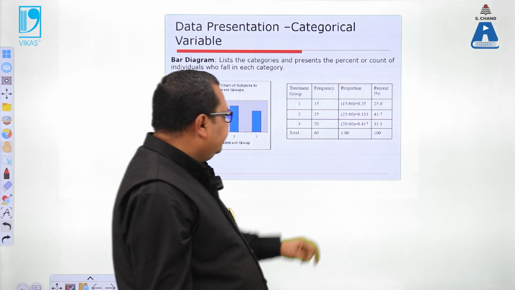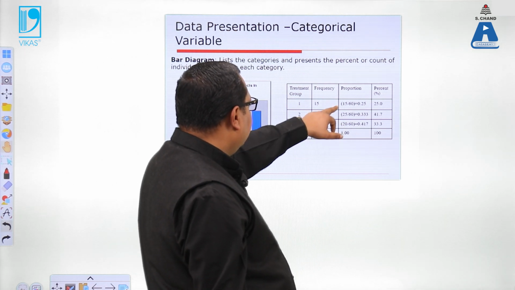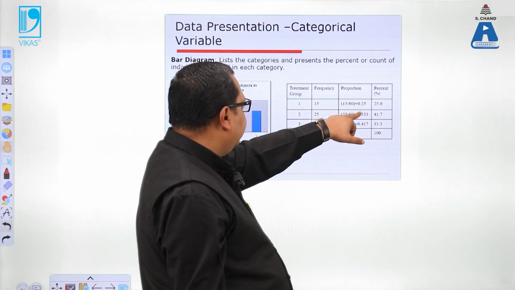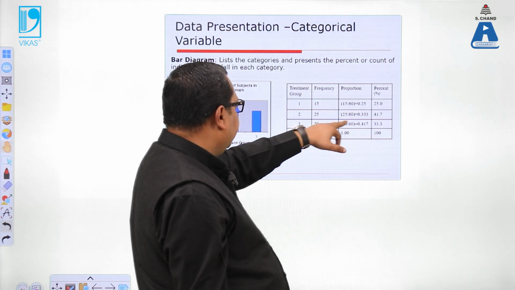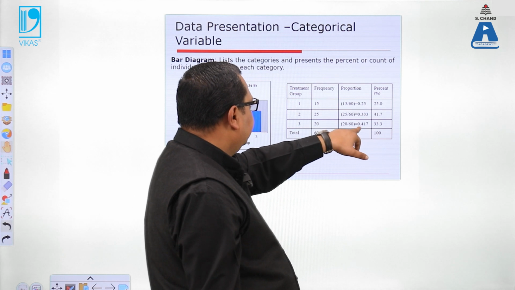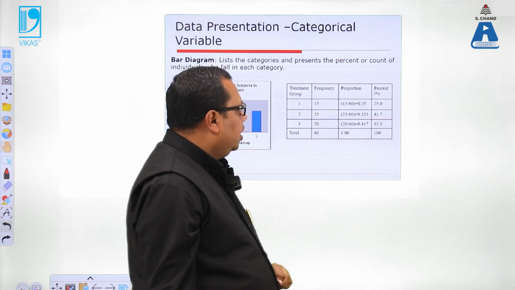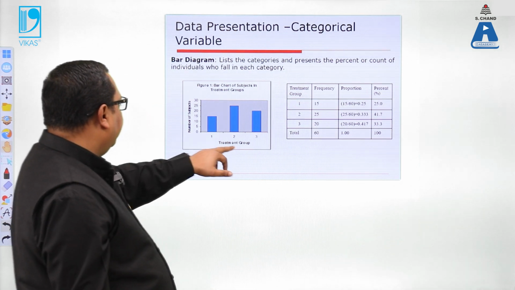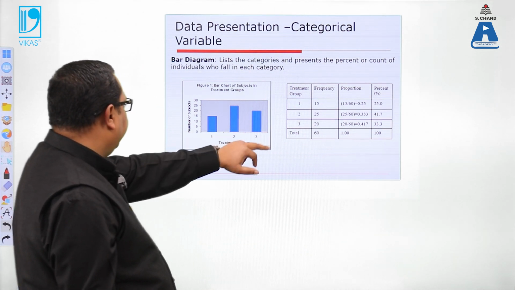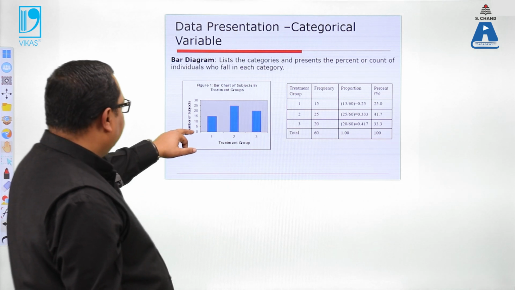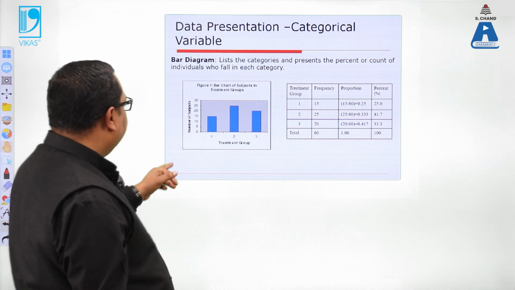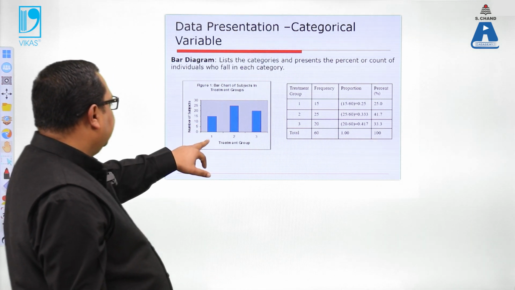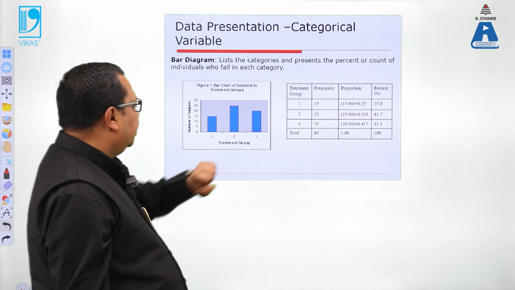Their proportion we can calculate with the total, 60. So it is 15 by 60, then 25 by 60, then 20 by 60. We calculate this, and then we calculate the percentage. After calculating the percentage, we make the treatment group axis 1, 2, 3, and then 0, 5, 10, 15, 20, 25, 30 for the number of subjects. So this is basically subject 1, subject 2, subject 3.